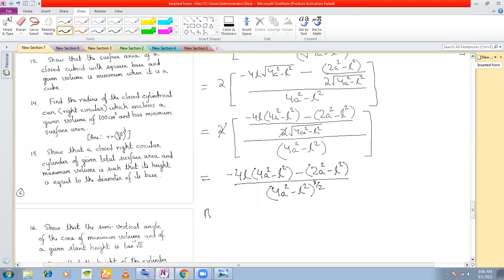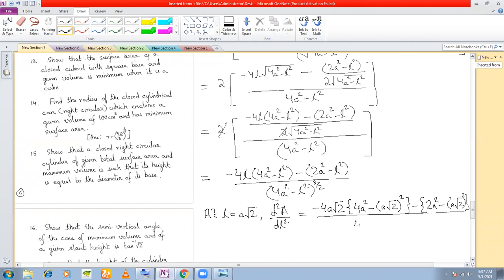Now we need to check the sign at what value of L? At L is equal to a root 2. d2A/dL2 is equal to, put the value here, minus 4 into a root 2 into (4a square minus (a root 2) square) minus (2a square minus (a root 2) square) divided by (4a square minus (a root 2) square) to the power of 3 by 2.